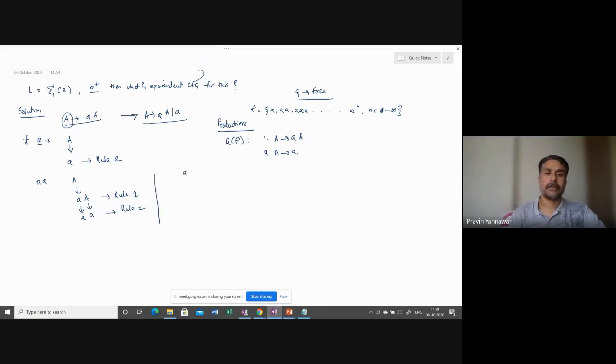Now, if I want AAA to come here, I need to substitute A as AA, this A as AA, and this A as A. Look at here. How many A's have you got? 3 A's. So this is by rule 1, this is by rule 1, this is by rule 2. I hope you got it right.